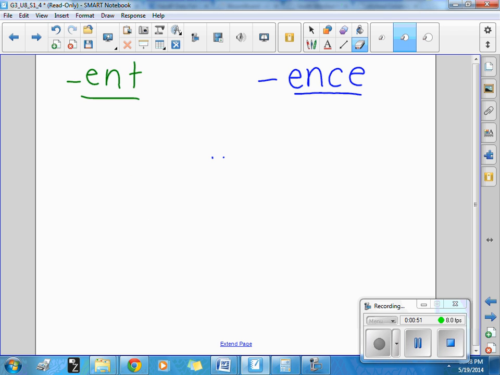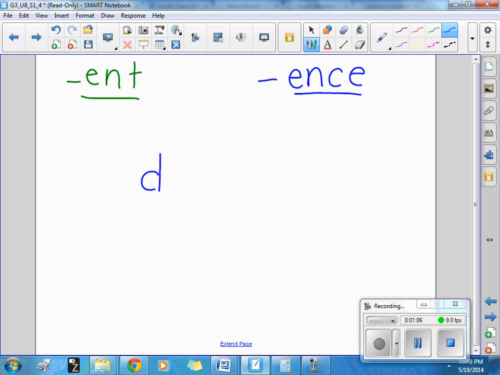Let's do the word dependence. Dependence. Babies have a lot of dependence on their parents. Dependence. It should look like this.